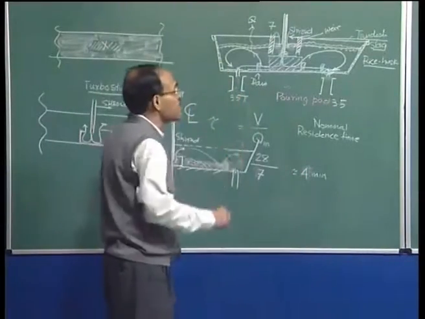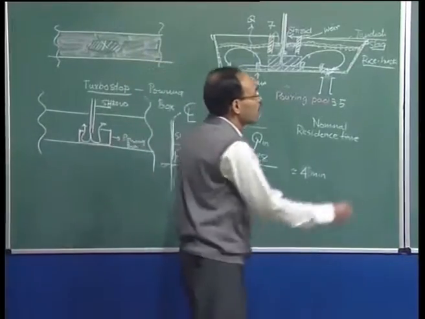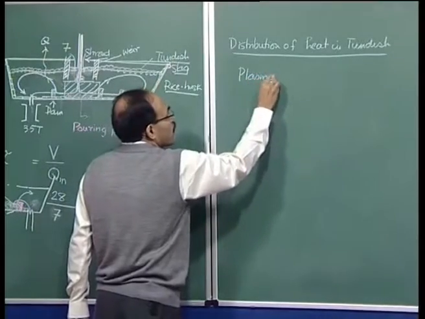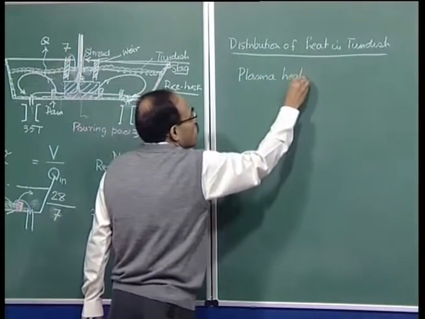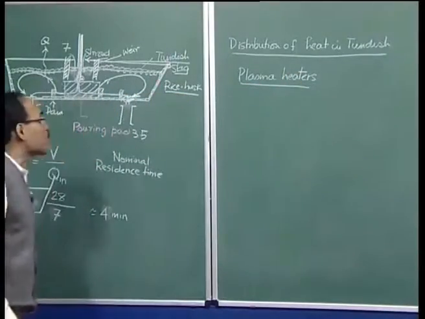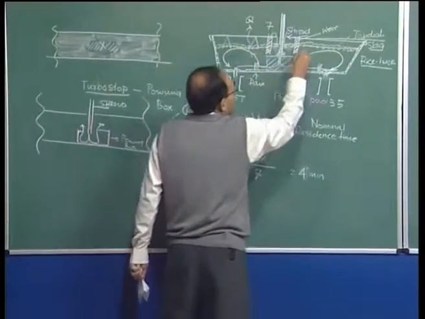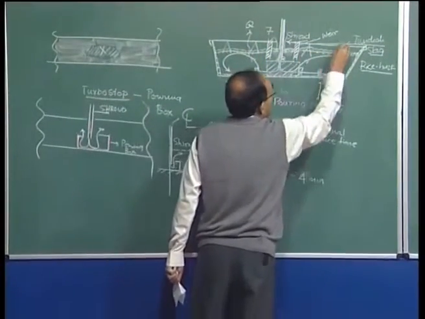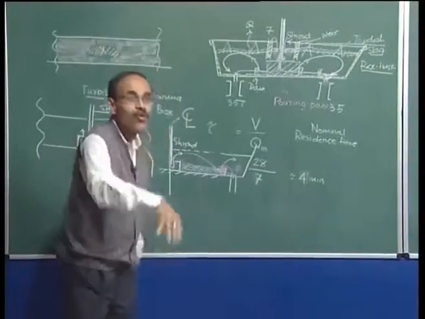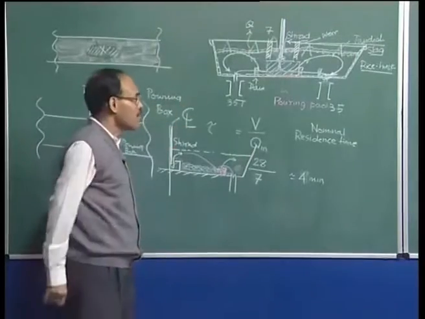So, in that particular case, how do you heat the molten metal? How do you supply heat to molten metal? We have plasma heaters, for example. And through these plasma heaters, there can be one plasma heater here, a second plasma heater here, a third plasma heater here, and a fourth plasma heater here. And these plasma heaters from the top are going to supply heat to molten metal, and thereby the material in the tundish can be heated up.